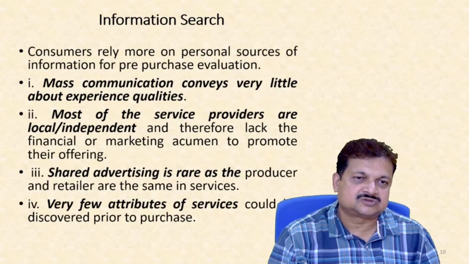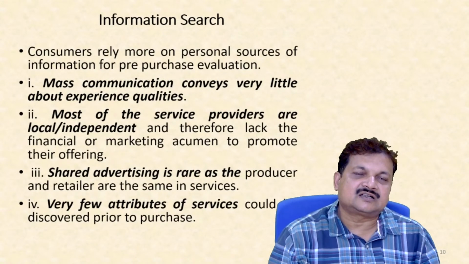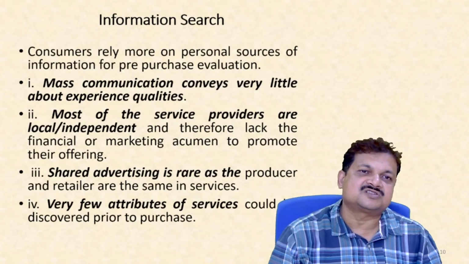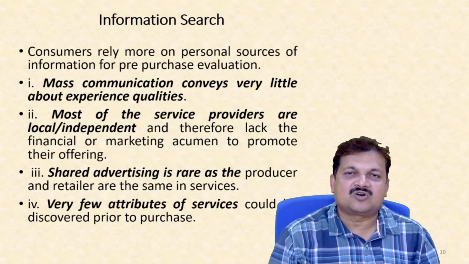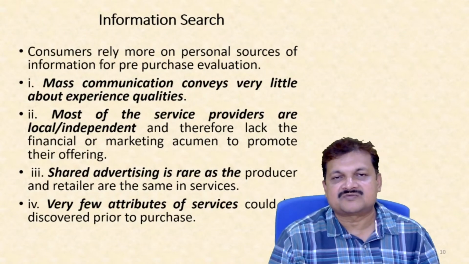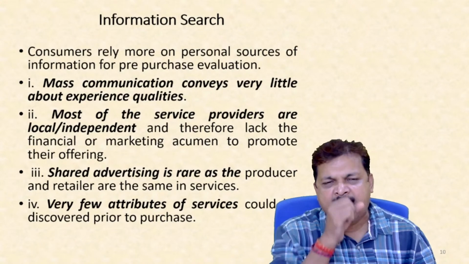So, information search. First, we know it very well that in our consumer behavior there are five aspects: need recognition, then information search, then evaluation of alternatives, then purchase, and then post purchase. So information search is that you are collecting information from different sources, might be through advertisement, sales promotion, or directly you have seen the product in the market and you have related to that.